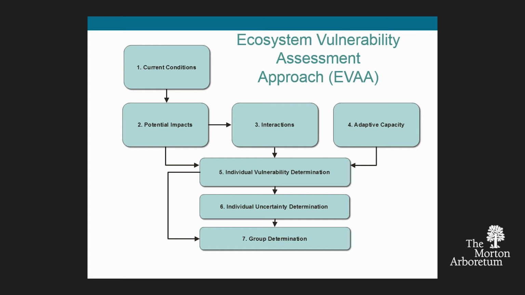We look at interactions between those impacts, and then we think about the adaptive capacity of those systems. How high is the biodiversity? How resilient are those systems to disturbances such as fires or flooding or pest outbreaks? And we ask each of these experts in these workshops to assess on their own how vulnerable they think that system is. We then have them all share together and come up with a group determination of vulnerability.